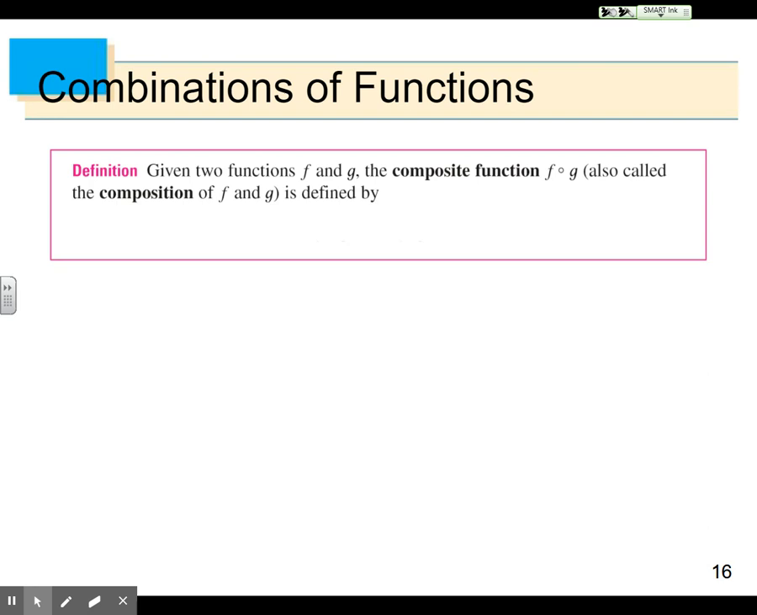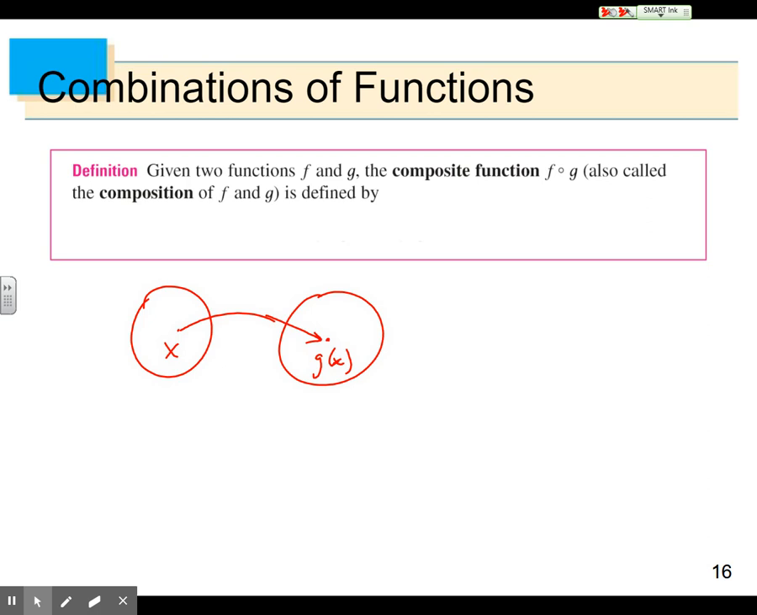Given two functions f and g, the composite function, okay, now this is composite function. This is going to be where we have the, I should have put a toaster on here. It's going to be where we start over here with an x, okay, and it's going to map over to this middle guy right here. We're going to call it g of x.